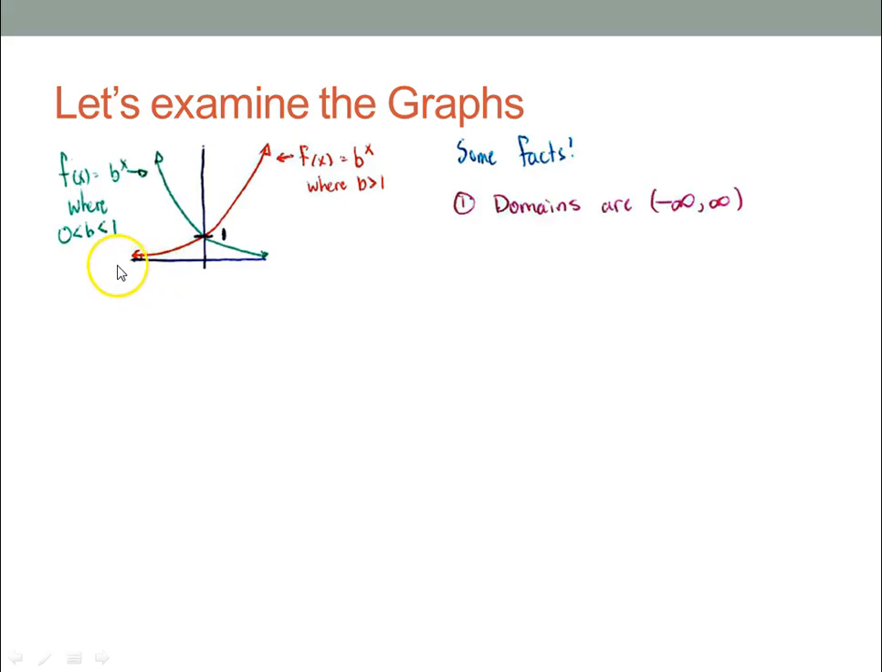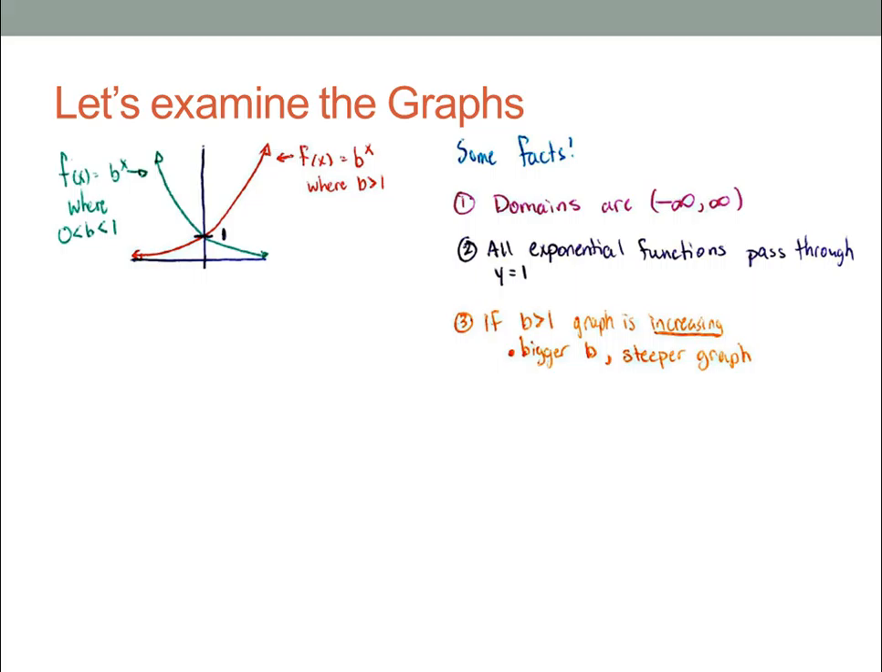So here are some quick facts. Let's look at the domains for both, or where the x values can be. X can be anything from negative infinity to positive infinity. All the exponential functions pass through y equals 1. So right here, it doesn't matter what the value of the base is. When the exponent is 0, it equals 1. Y equals 1.